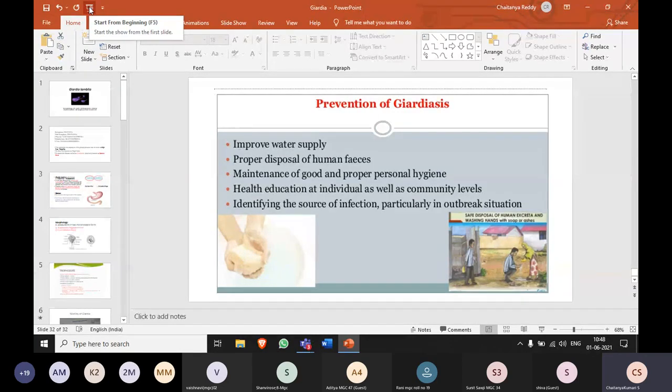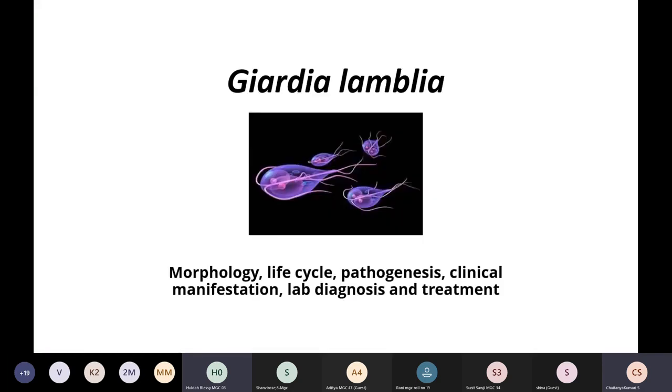Kingdom Protista, subkingdom Protozoa, phylum Sarcomastigophora, subphylum Mastigophora, class Zoomastigophora. Yes, very good.